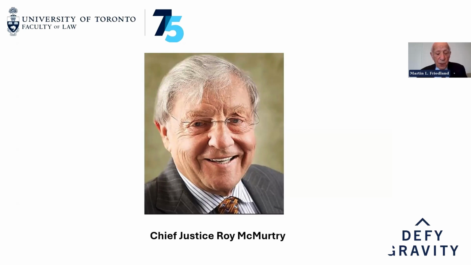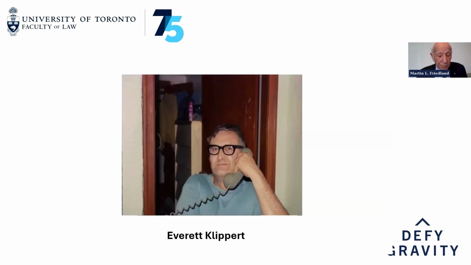Chapter 7 of the book deals with morality in the criminal law by examining two cases, Klippert and Morgentaler. Most listeners know about the many Morgentaler cases on abortion. Few know about the Klippert case on homosexual conduct.